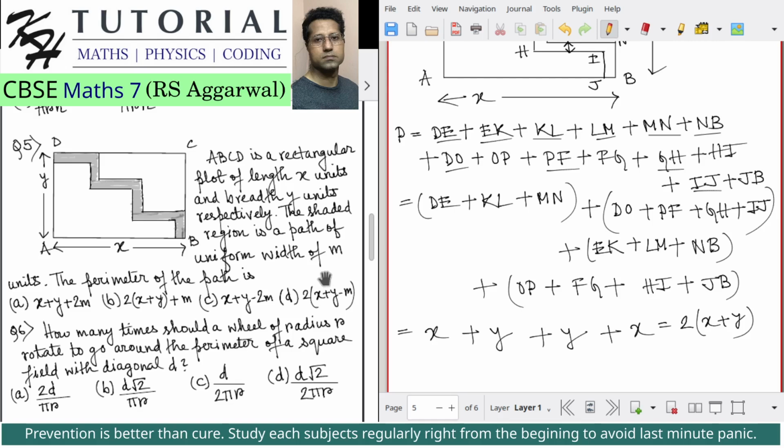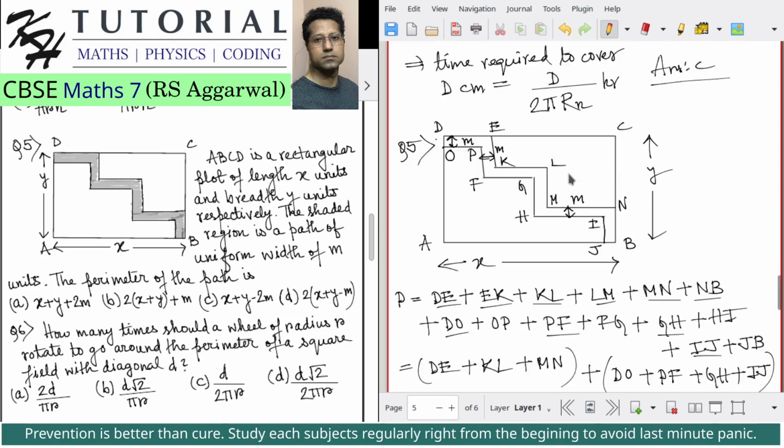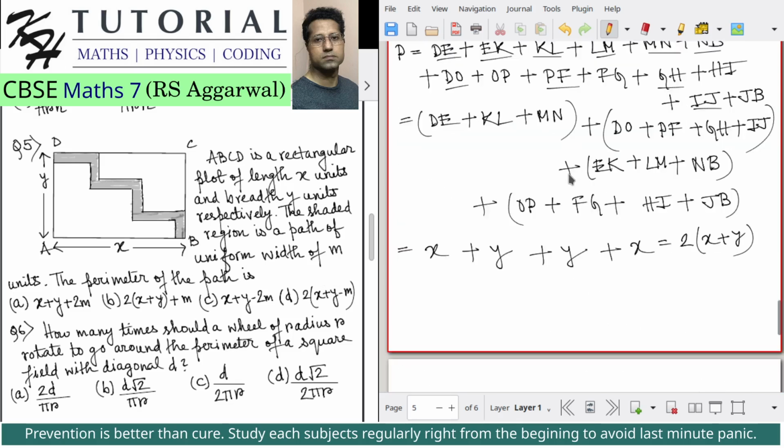Anyway, if you think I have computed the perimeter incorrectly, then please feel free to let me know in the comment section. I will appreciate that. My answer is not matching; this answer is not there in any of the given choices. So I think I have done something wrong. Anyway, my answer is 2 into (x plus y). If your answer matches one of the given choices, then please let me know in the comment section.